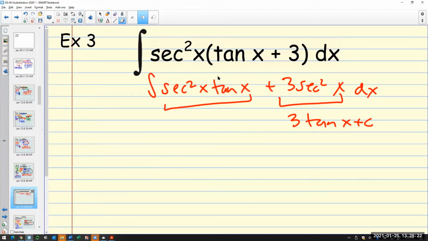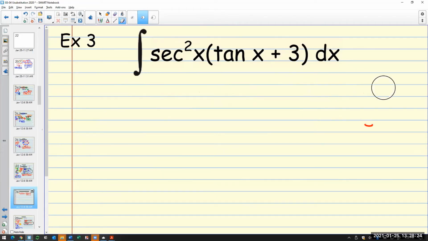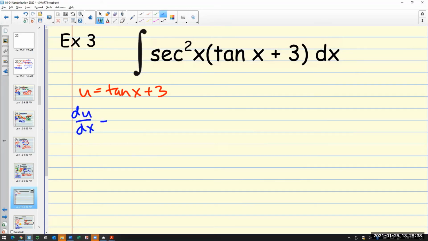Let's start all over. Let's make my u equal to the parentheses. Okay, and like I said, most of the time you use the parentheses, sometimes it's not, okay? But let's just try it. Okay, let's take the derivative of both sides. What's the derivative of tangent? Secant squared x. What's the derivative of 3? 0. Okay, everybody good so far?